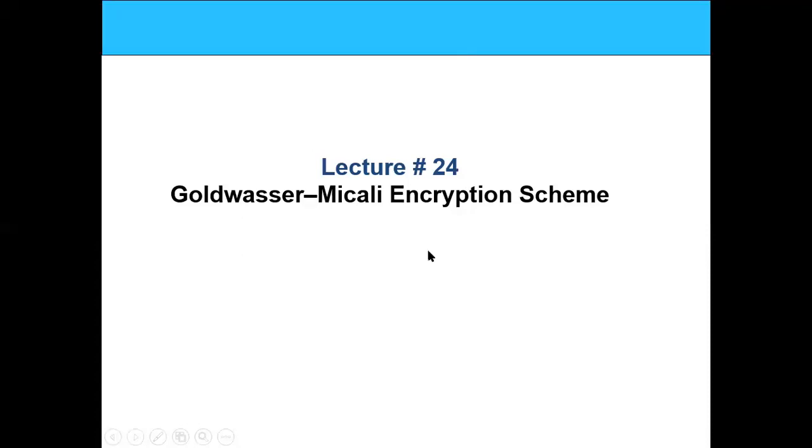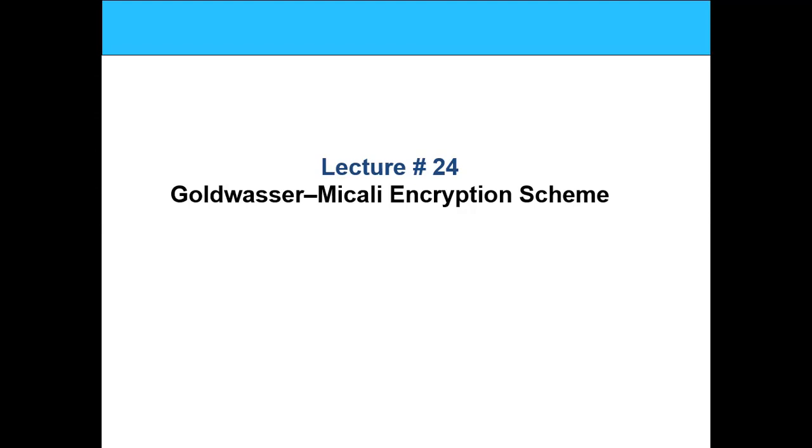Today our class is about... we will introduce another type of encryption algorithm, from the probabilistic public key encryption scheme. Goldwasser and Micali are two scientists, or I can say two cryptographers, who are quite famous in probabilistic encryption algorithms.